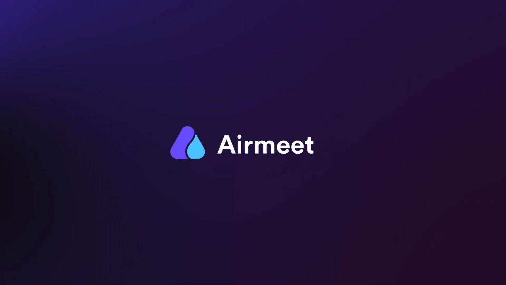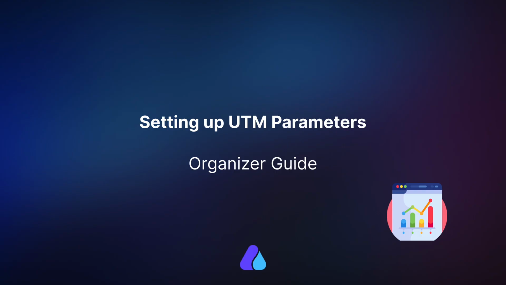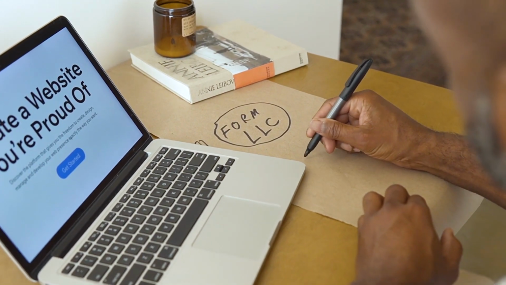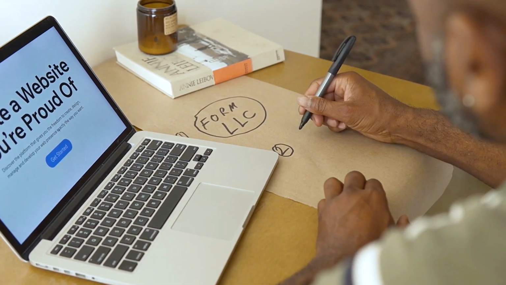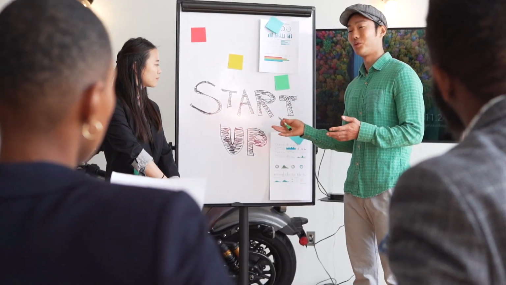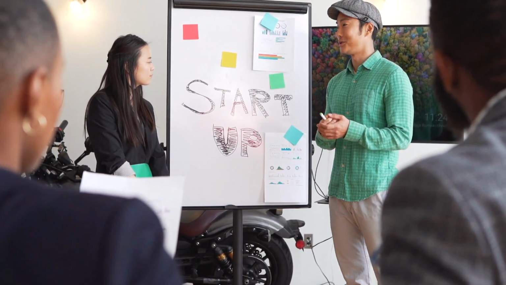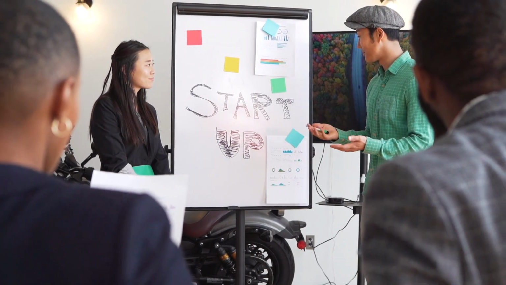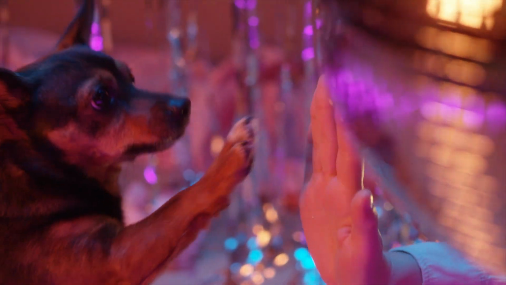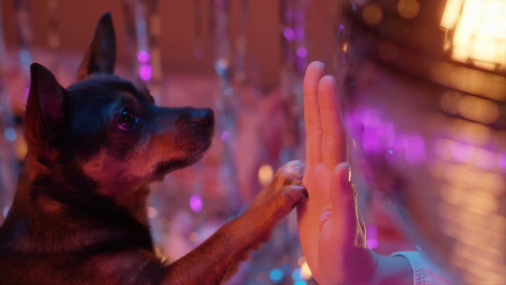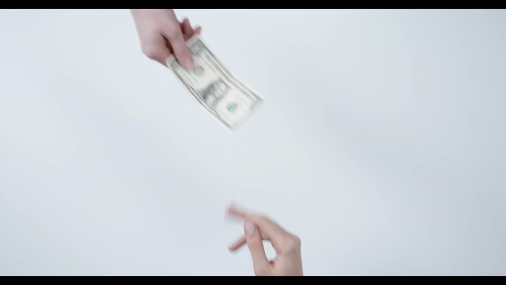Welcome to this tutorial on leveraging UTM (Urchin Tracking Module) to supercharge your event analytics. In today's digital landscape, understanding and optimizing your event campaigns is crucial. UTM empowers organizers like you to dive deep into campaign performance, make informed decisions, and craft events that resonate with your audience, ensuring maximum engagement and return on investment.